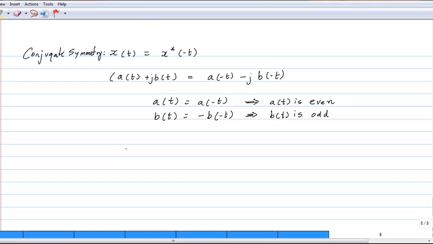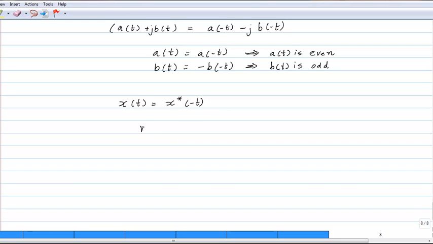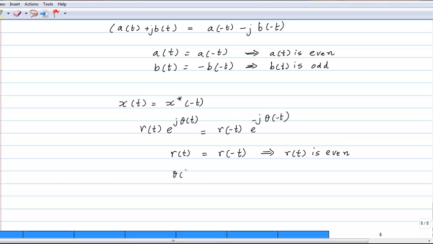In the same way, if you think about x of t in polar form, then the condition that x of t must be equal to x conjugate of minus t must mean that r of t times e to the j theta of t must be equal to r of negative t times e to the minus j theta of negative t. The minus j comes from conjugation, which implies that r of t must be equal to r of minus t, or r of t is even, and theta of t is negative theta of negative t, which implies that theta of t must be odd.